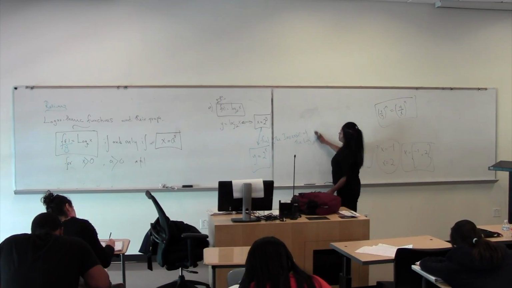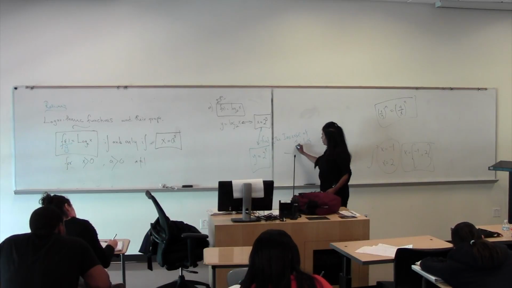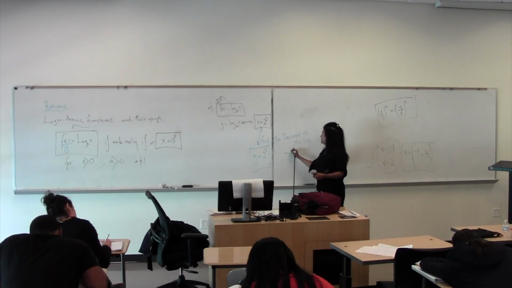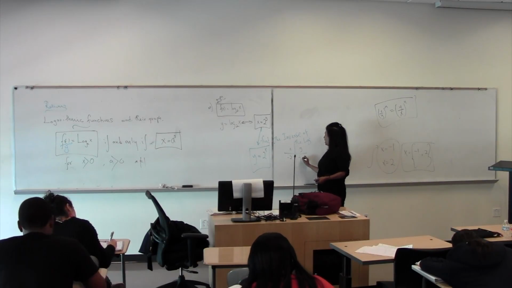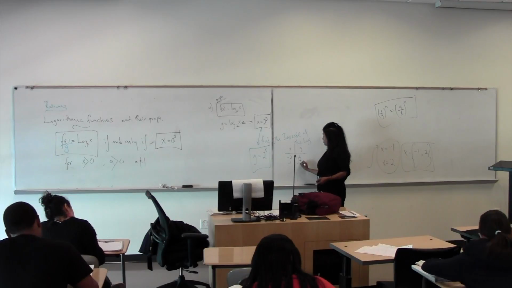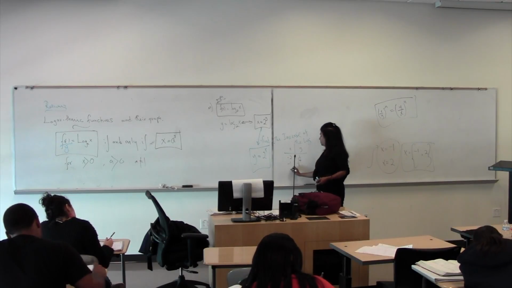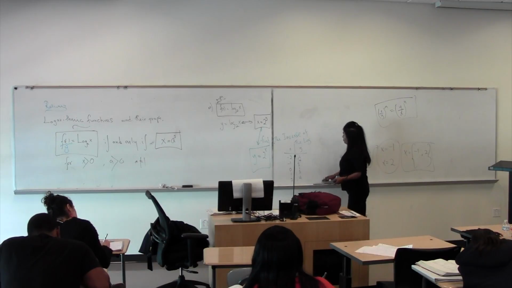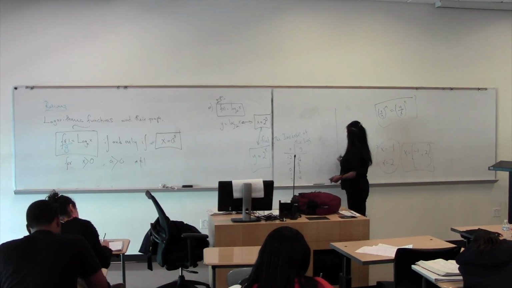So we know the points of this, right? What are the points of this? And we know how to graph this. What are the points? This is x, this is y. I know this is negative 2 and 1/4, negative 1 and 1/2, 0 and 1, 1 and 2, 2 and 4. So we know this, but this is the inverse function.